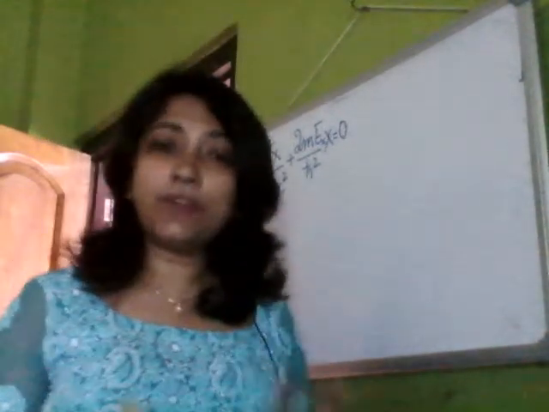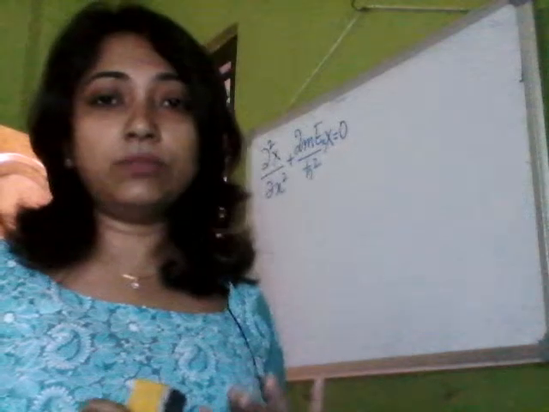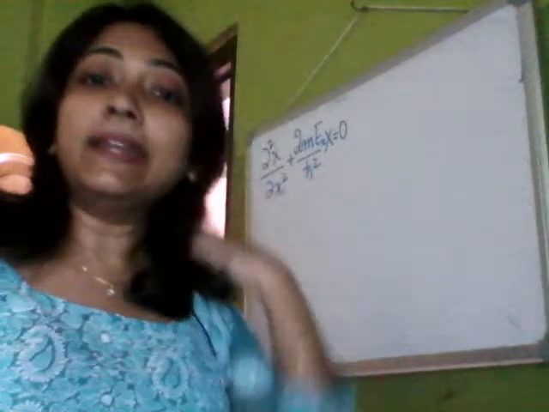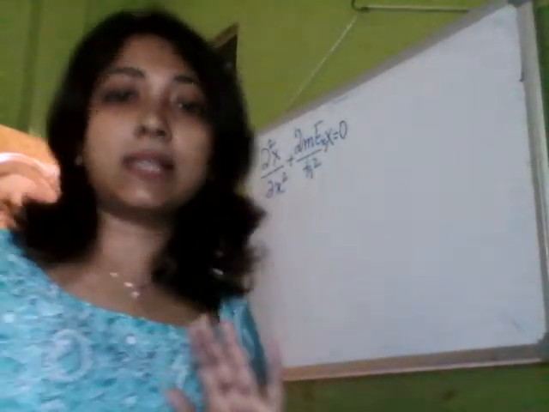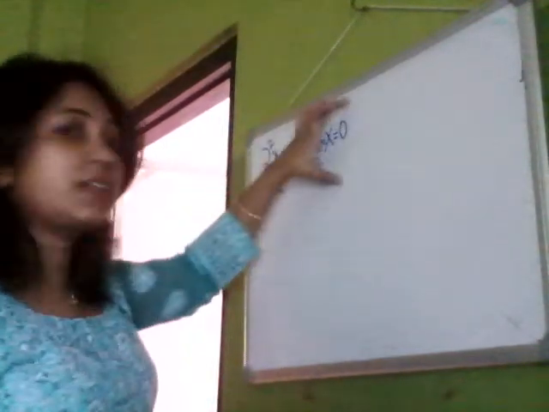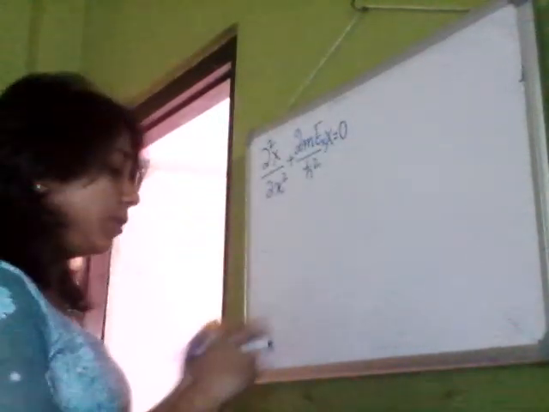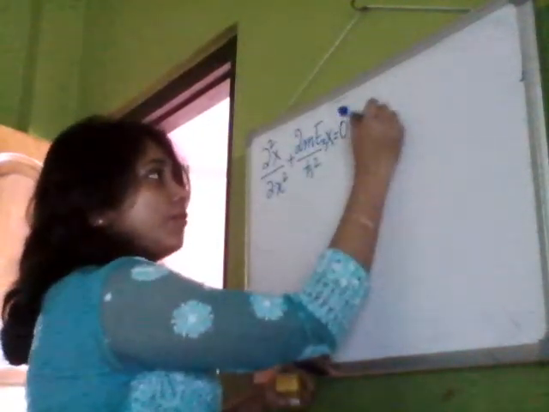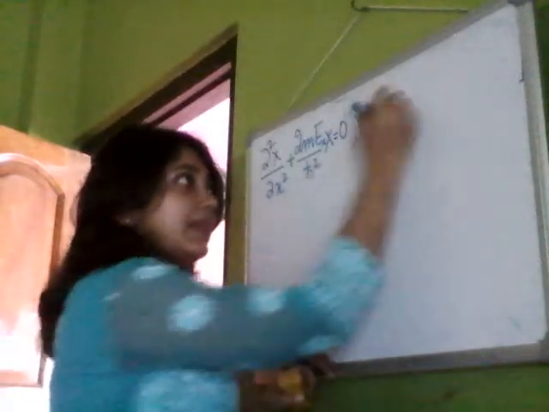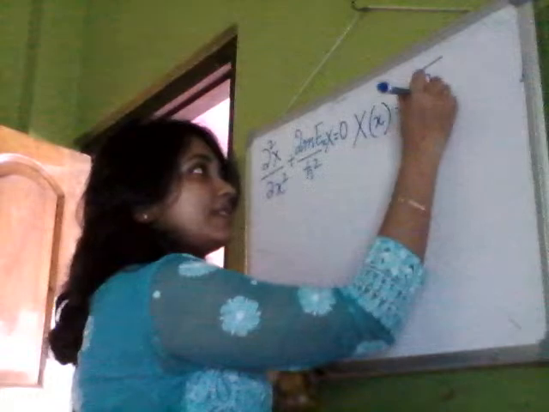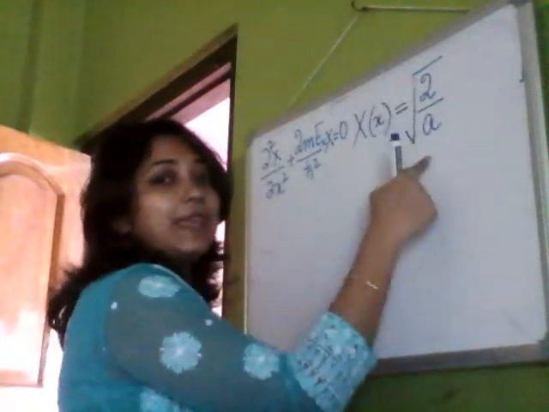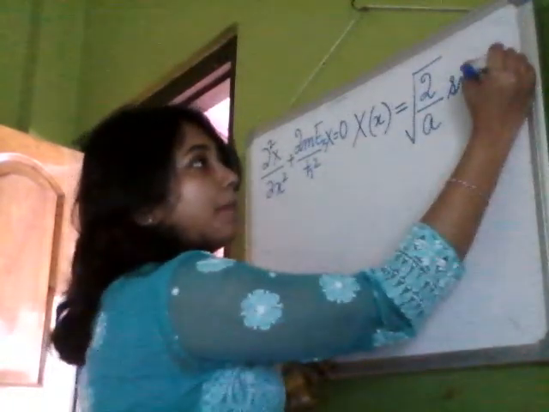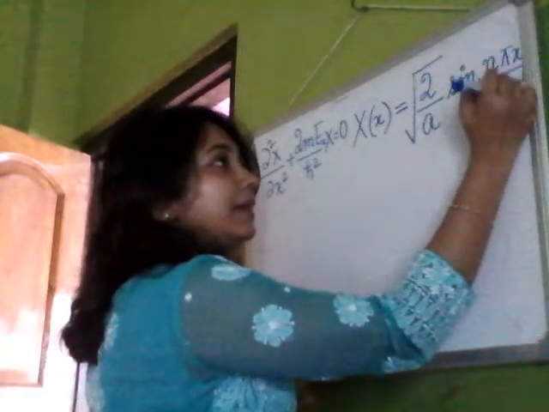So today I will not be following the same steps. I will just write down the solution for the x-axis. Now please, all of you, see what I am writing and try to understand. We will discuss this. So when I solve this equation, what am I going to get? I am going to get the value of X, which is a function of our x-axis variable, and that will be exactly like that of yesterday's: root 2 by a sine n pi x by a.